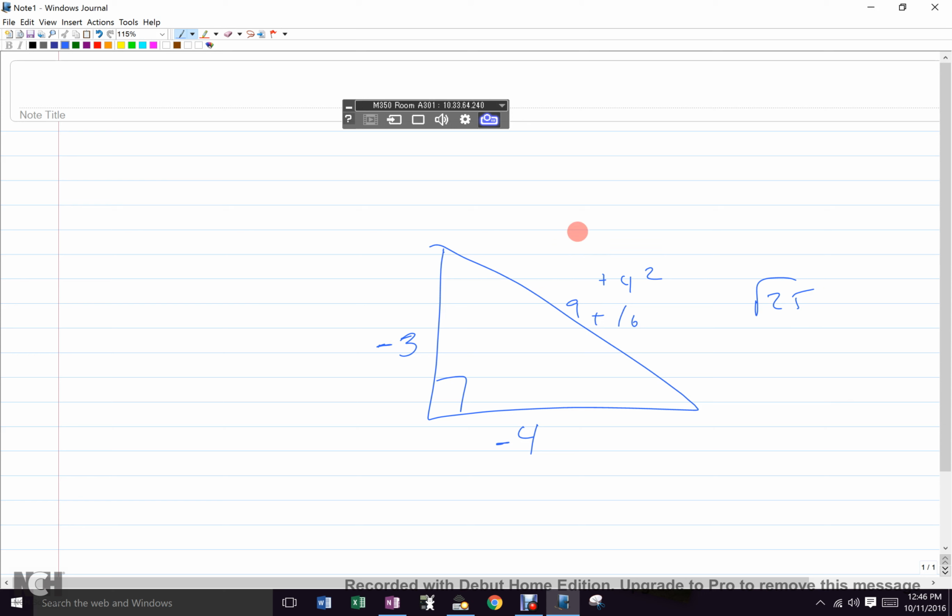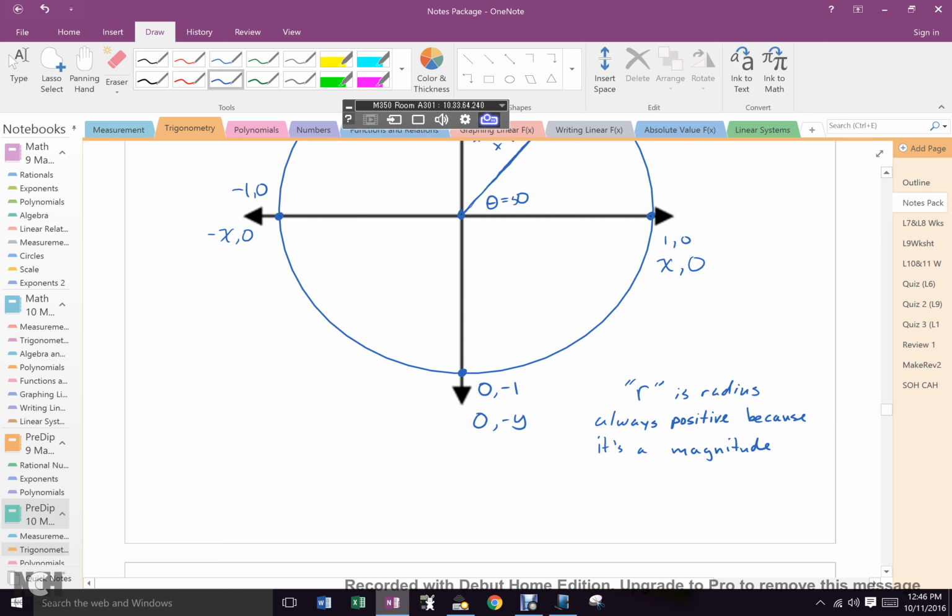Now what's the hypotenuse? -5. Think about it. What is every hypotenuse? Square root of the leg squared, right? Yeah. What's -3 squared? 9. Positive. What's -4 squared? 16. Positive. So the square root is still positive. Hypotenuses have to be positive because of that. Everybody with me? All right.